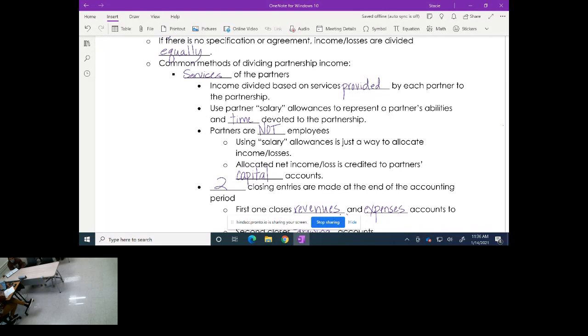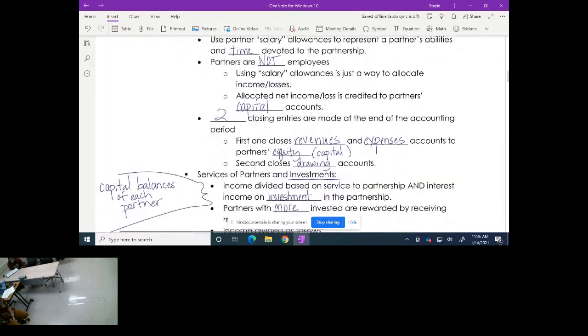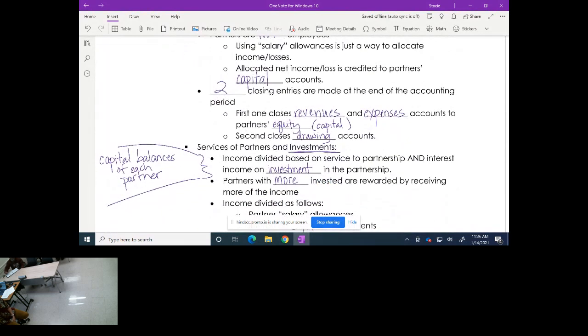Employees do, but partners take withdrawals. We are strictly using thought process to say, okay, he's going to get this much, you're going to get that much of the net income. So when we close books, this is what goes to your capital, this is what goes to his capital. Okay. So partners are not employees. Allocated income is credited to partners' capital accounts. There's still two closing entries, like always.